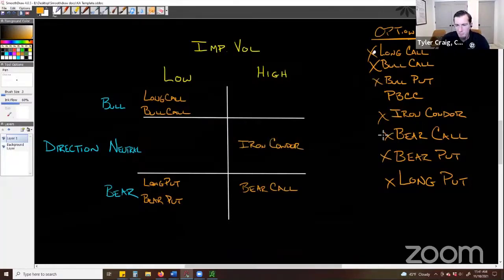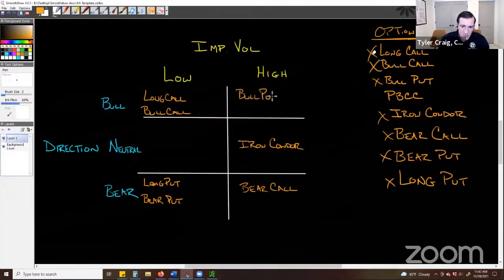How about a bull put spread? Well, it's bullish. Okay, come on, people. Bull. Do you want options to be cheap or expensive? I don't know. Are you buying or selling them? You're selling them. A bull put spread's a credit spread. So you want options to be expensive, high IV, in other words. So I got a bull put.